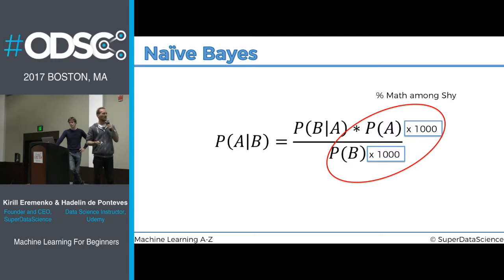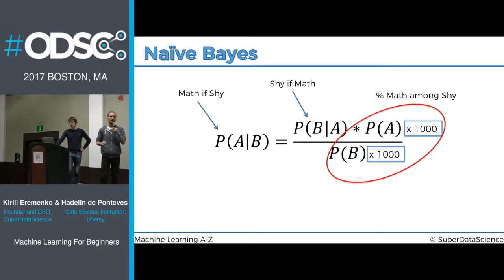But now you can plug in those values that you already knew, because it makes sense to multiply shy if math by the percentage of people who do math, because the thing on the right is actually the percentage of people who do math. So you multiply that by shy if math, and you will get math if shy. So you will get the probability of somebody doing math if they're shy. And it turns out that why you might be wrong, well, you probably are wrong, is because you're not taking into account your prior knowledge. So this formula and the whole concept of Bayes' theorem takes into account your prior knowledge.